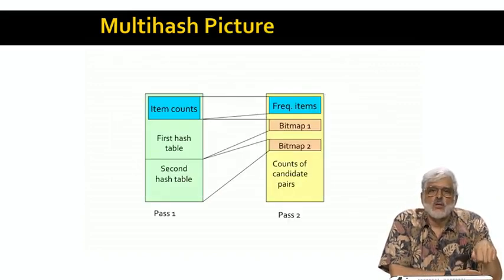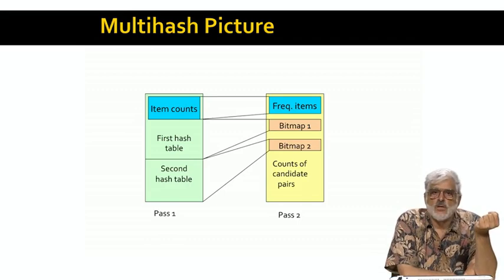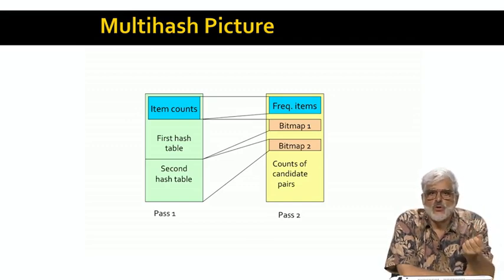So here's a picture of multi-hash. We'll use two hash tables on the first pass, and the general idea, where more than two tables are used, should be obvious. On the second pass, the item counts are summarized as a list of frequent items, just as in PCY or multi-stage. But also the hash tables from the first pass are summarized by bitmaps, as in PCY. Notice that the number of buckets created on the first pass is the same whether we use one hash table as in PCY, or two, or any number. Thus, the sum of the lengths of the bitmaps is the same for multi-hash as it is for PCY, and less than it would be for multi-stage.